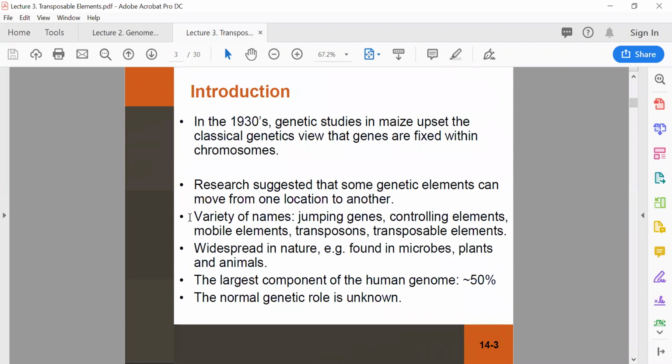So these mobile elements have been given a variety of names, such as jumping genes, controlling elements, mobile elements, transposons, and transposable elements, often abbreviated to TEs. They're now known to be very widespread in nature, so they're found in microorganisms, plants, and animals. They actually constitute the largest component of the human genome. About 50% of the human genome is thought to be made up of transposable elements. So even though these TEs have been found in virtually all organisms studied, their genetic role is still unknown.